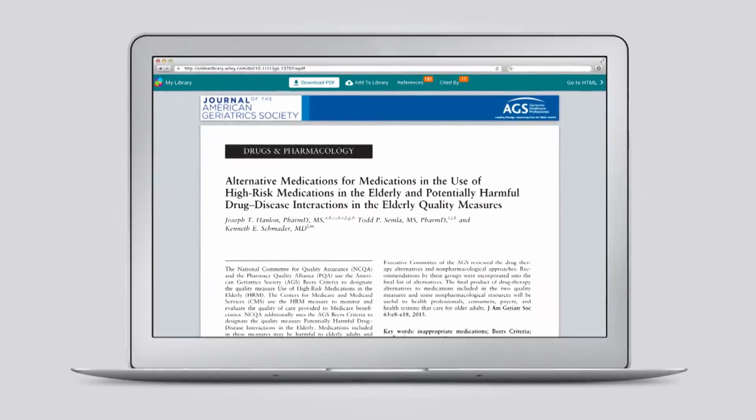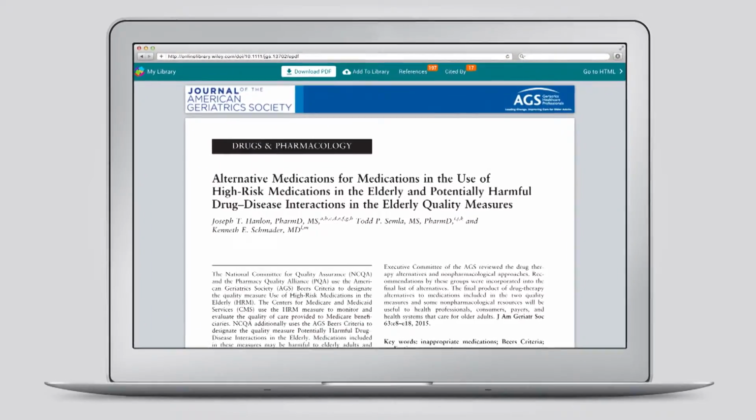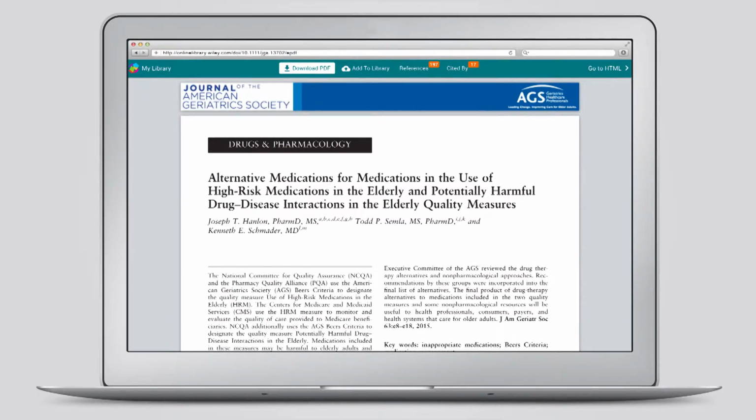Screenshot of the Journal of the American Geriatrics Society article, Alternative Medications for Medications in the Use of High-Risk Medications in the Elderly and Potentially Harmful Drug-Disease Interactions in the Elderly Quality Measures. Some suggested alternatives for common conditions are presented in the supplement to the updated Beers criteria.